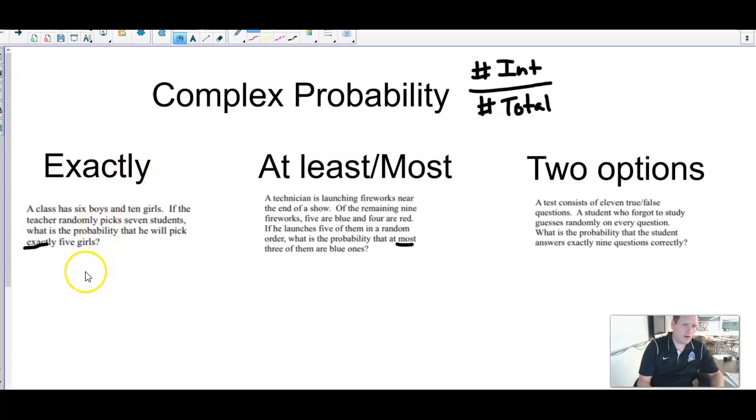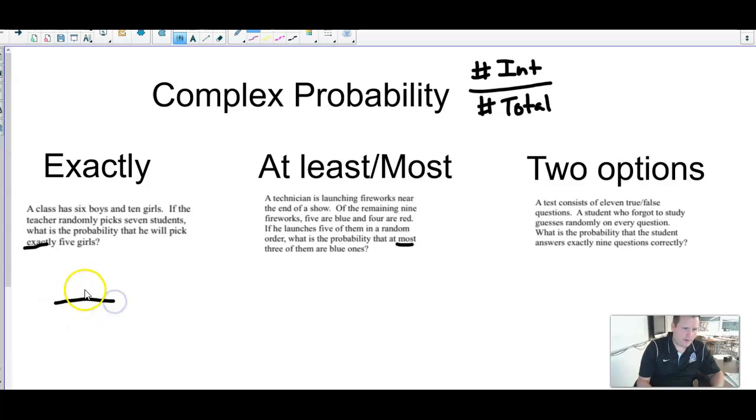We're going to be using our combinations and permutations. If you need to look at these, they are good reference points. So let's start with the left one, exactly. Let's say I've got a class with 6 boys and 10 girls, and as a teacher, we're going to randomly select 7 students. Again, I do not care about order, so this is all going to be combinations. What's the probability that he picks exactly 5 girls?